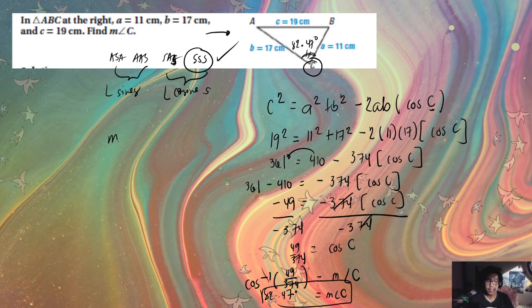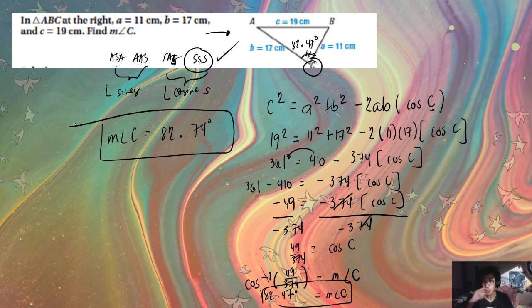And that's how we can solve problems involving the law of cosines using their angle measurements and also their side measurements.